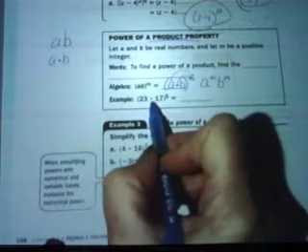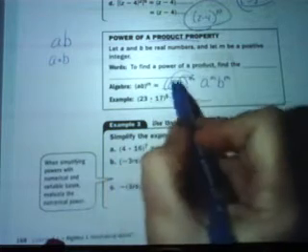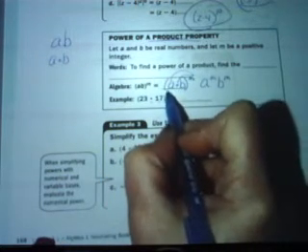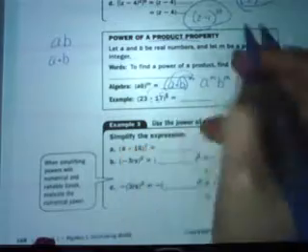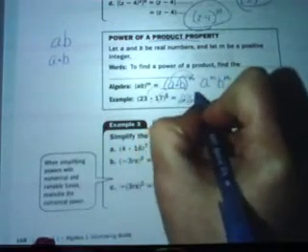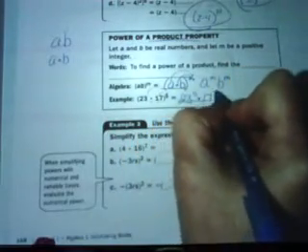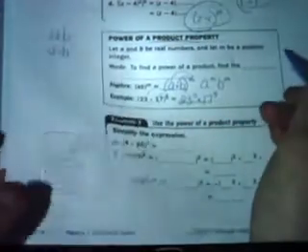Same thing here, I have a product. I'm going to take this exponent and I've got to distribute it to each factor. So that becomes 23 to the 5th times 17 to the 5th. That's the power of a product. So let's practice using that property. I'm going to do B and C with you.